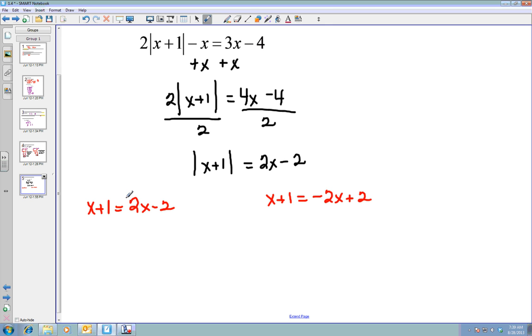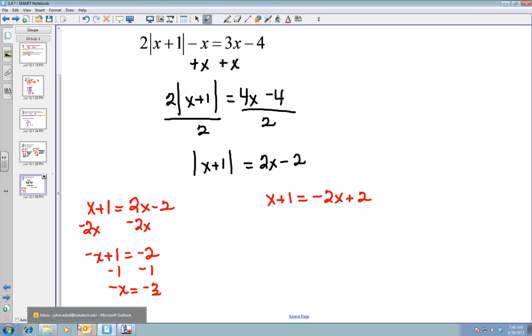So now we're going to solve. I'm going to bring my x's over to the left-hand side. Negative 2x. I'm going to subtract 2x from both sides. So 1x minus 2x, negative 1x or negative x, plus 1 equals negative 2. Subtract 1 from both sides. Negative x equals negative 3. And if negative x equals negative 3, then positive x equals positive 3. So that's one choice that might work.